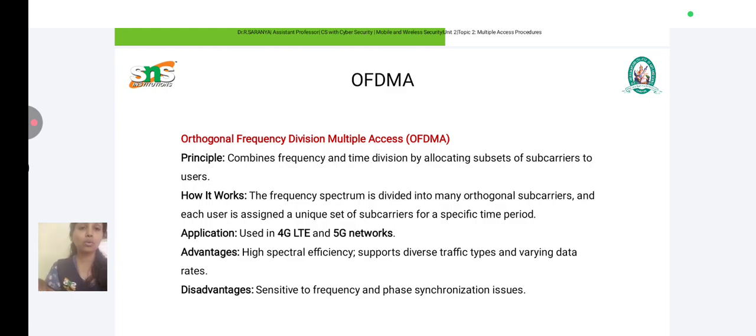Advantages of using orthogonal frequency division are high spectral efficiency as well as the ability to support diverse traffic types and varying data rates. The disadvantage is that it is sensitive to frequency as well as phase synchronization issues that occur when implementing OFDMA.